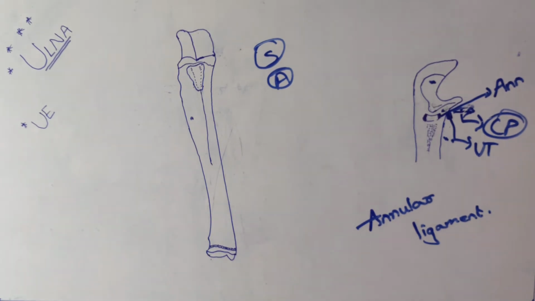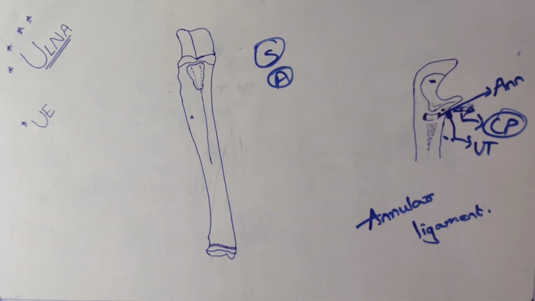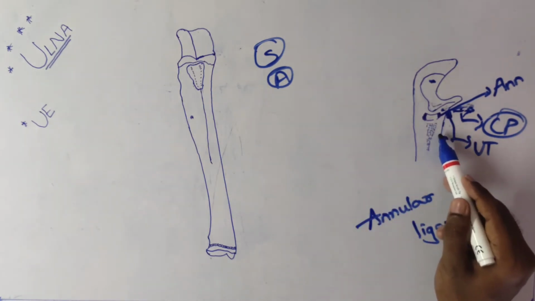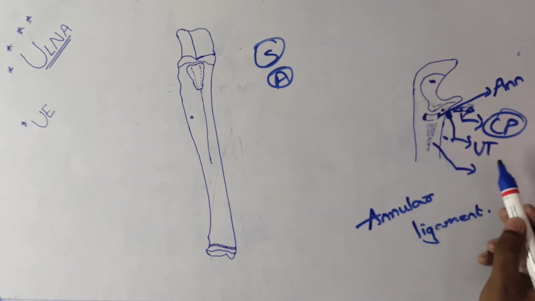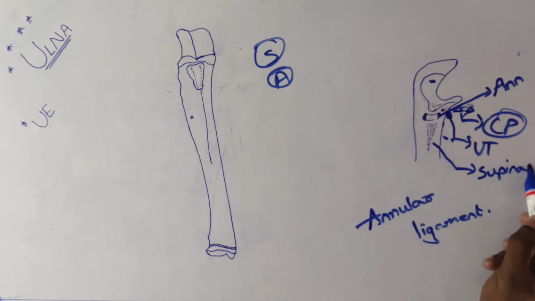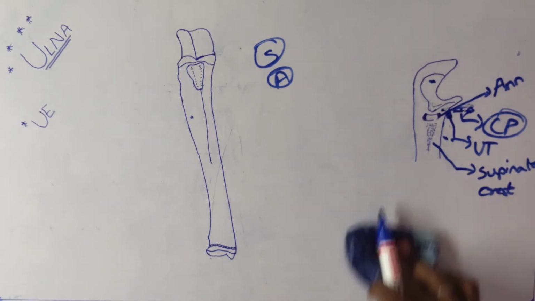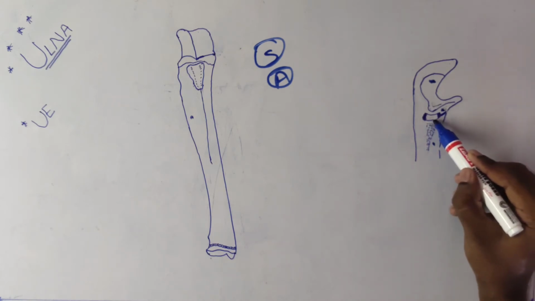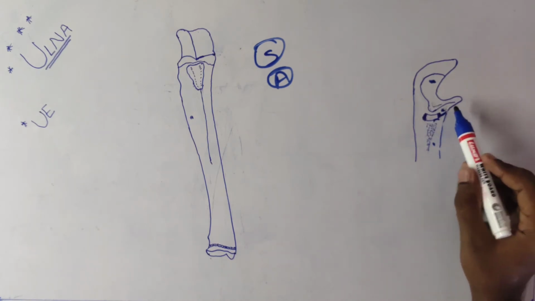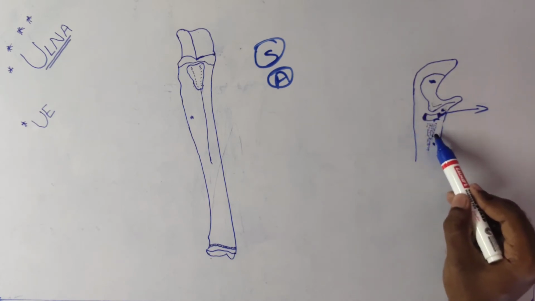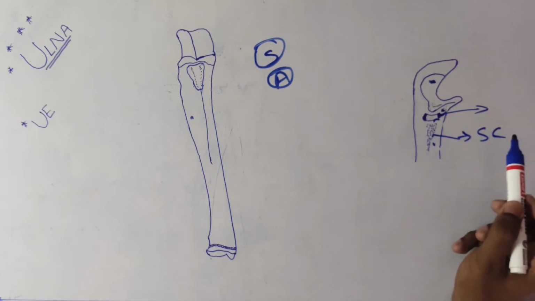Now at the lower part of the lateral surface, there is the supinator crest. This is called the supinator crest. I repeat again: at the lateral surface we can see the radial notch, at the lateral side of the radial notch there is the annular ligament, and below the lateral surface there is the supinator crest. That's it.